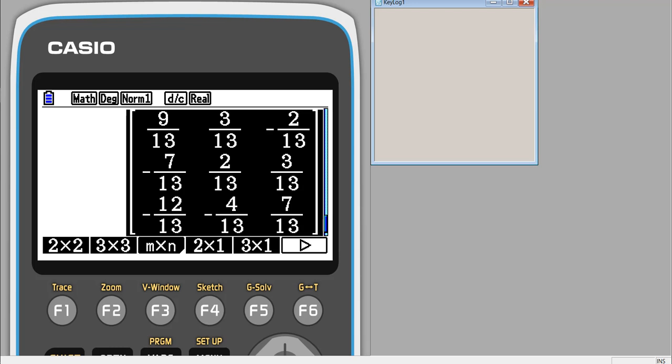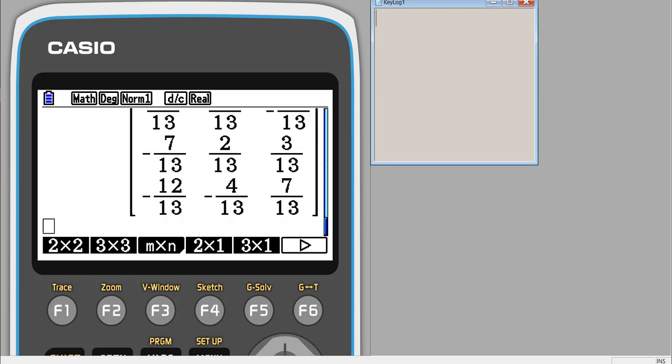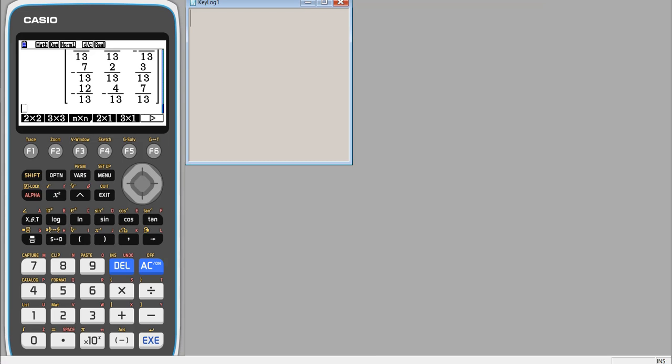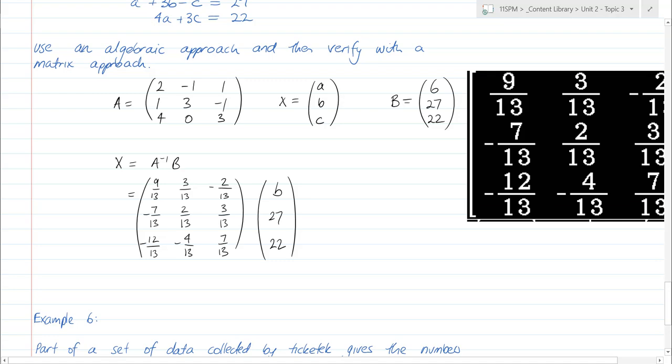So now I can go back down to here. I shouldn't have made it all so big. Let's make it normal again. And I'm going to do answer times by, and I'm going to create another matrix here. So this one will be a 3 by 1. And what was it? 6, 27, 22.